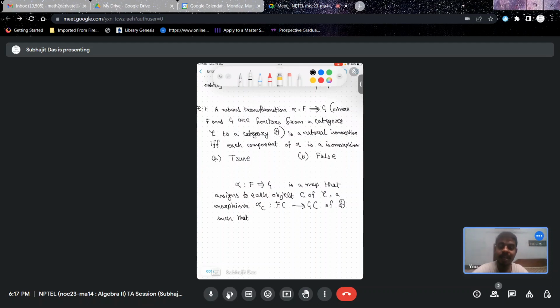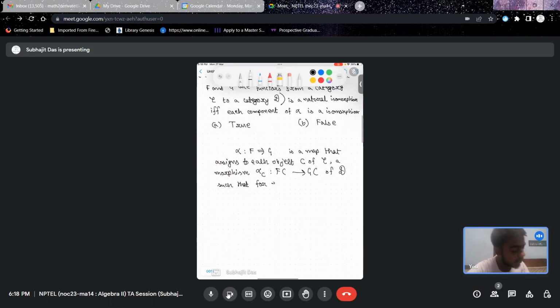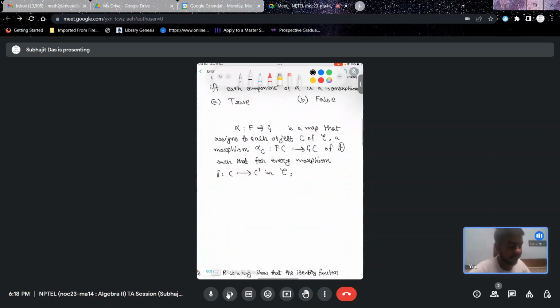What do I mean by this? Alpha at c is defined in a uniform way for all objects c in the first category. There are no arbitrary choices for alpha c. So such that for every morphism f from c to c prime in the first category, this particular naturality square commutes in D.